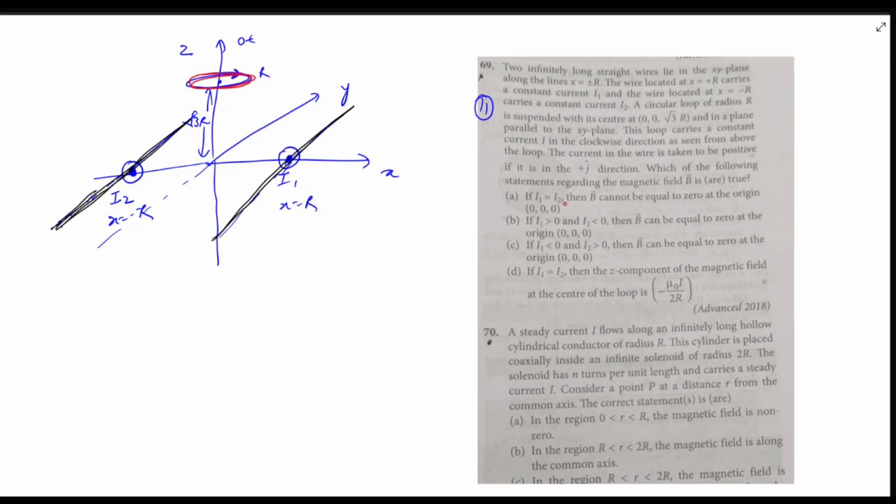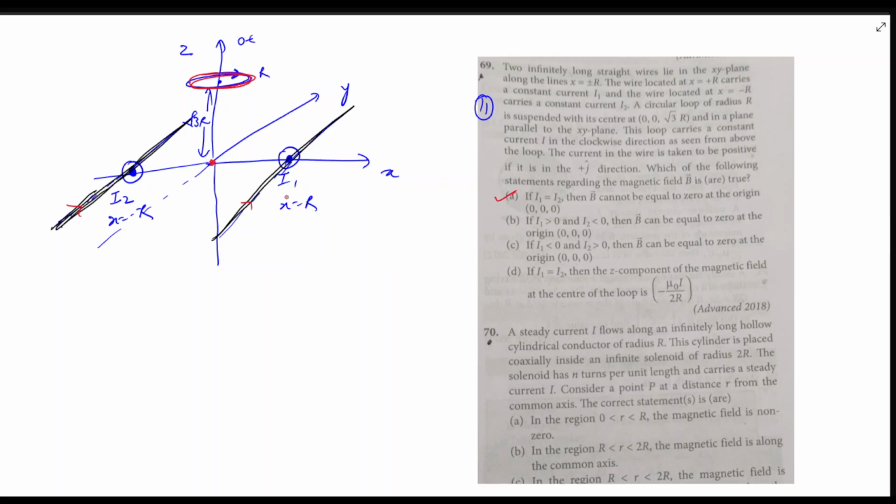If I1 is equal to I2, then B cannot be equal to 0 at the origin. If I1 is equal to I2, so if you take them in the same direction, then at the center the magnetic field due to these wires: due to this it will be in plus Z, and due to this it will be minus Z. But due to the loop there will be a magnetic field at the center, right? So even if the current in both is the same, the magnetic field cannot be zero because due to the loop there will be a magnetic field at this point. So A is correct.